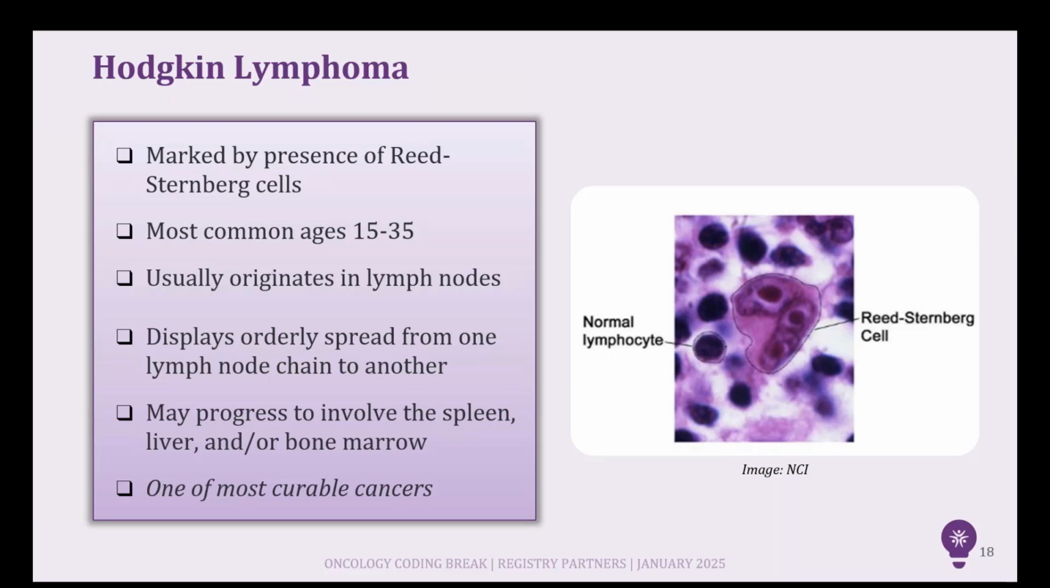It most commonly affects young adults, particularly those between ages 15 and 35, and typically originates in the lymph nodes, but can spread to other parts of the body as the disease progresses. It generally shows an orderly spread from one lymph node chain to the next in a relatively predictable pattern. And as this disease progresses, it may involve other organs like the spleen, liver, and bone marrow. But the great news is that Hodgkin's lymphoma is one of the most curable cancers.